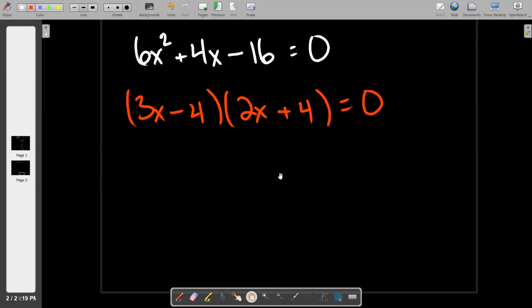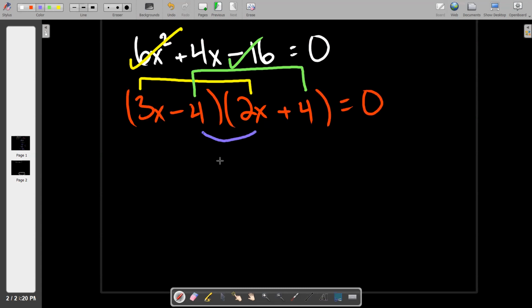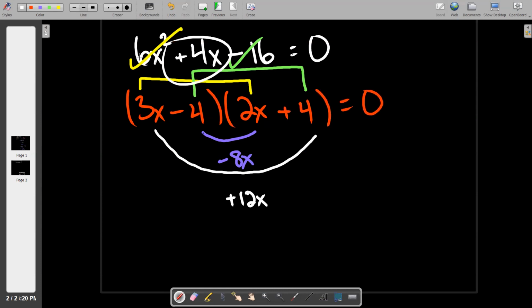And check it for yourself. So look at this. What's 3x times 2x? 6x squared. And then let me do a green one for you. What's -4 times +4? Just like that. Try, you need to wake up. We're all sleepy here. Now take a good look at this. What does purple guy make? Negative 8x. And what does white connector make right there? Add those together. Negative 8x plus 12x. Jackpot.